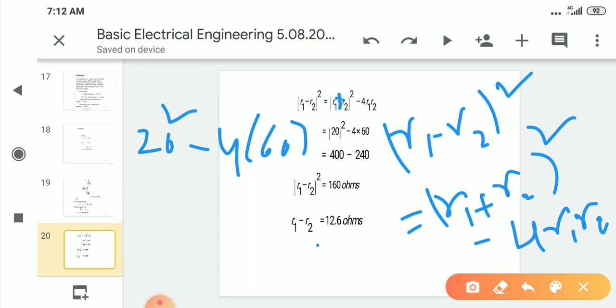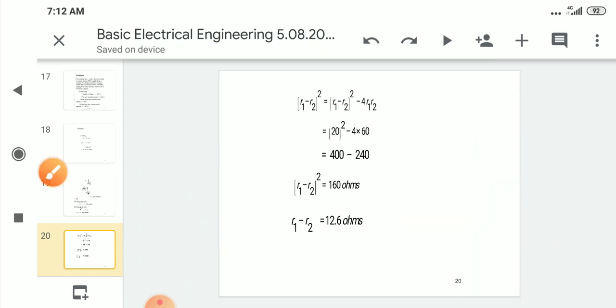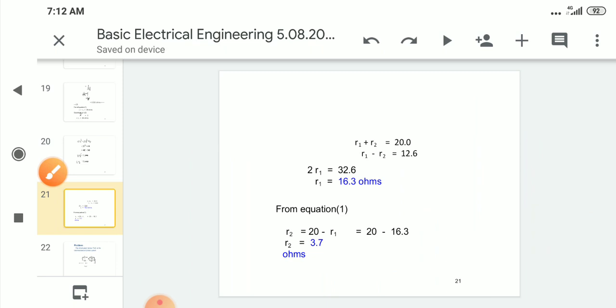This is the next equation. I hope this is the third equation. R1 plus R2 is equal to 20 is the first equation. R1 minus R2 is equal to 12.6 is the next equation. Solve these two equations, then finally we will get the answer. See, these are the two equations: R1 plus R2 is equal to 20, R1 minus R2 is equal to 12.6. By using these two equations, we are able to solve for the R1 and R2 values.